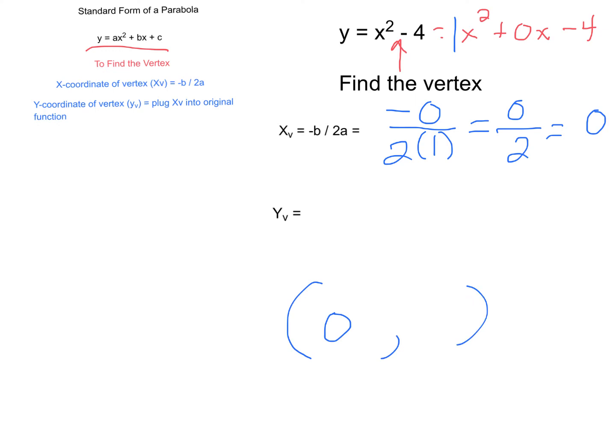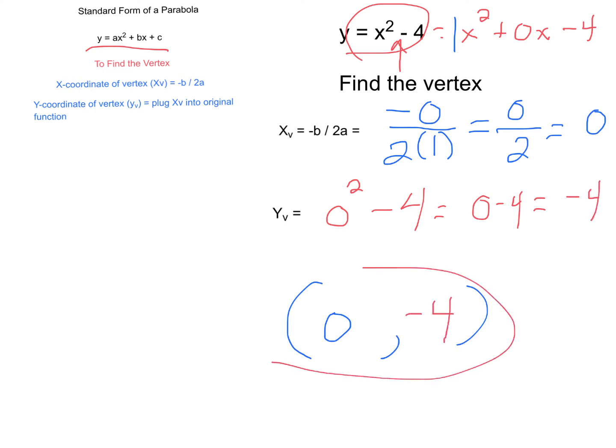Now let's go back and get the y-coordinate of the vertex. So I'm just going to fill back into the original equation. So 0 squared minus 4. And again, 0 squared is 0. So 0 minus 4 is negative 4. So that's my y-coordinate of the vertex. So my vertex location is 0, negative 4.